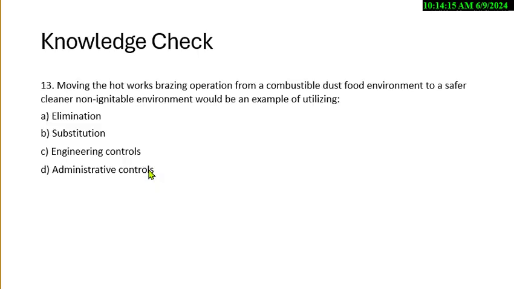Moving the hot works brazing, you're just melting it, and it's not going to be welding per se, but it's a brazing operation from a combustible dust food environment. That means we have combustible dust in the air, to a safer, cleaner, non-ignitable environment would be an example of using what? This is tough. A, elimination. B, substitution. C, engineering controls. D, administrative controls. So we're moving the hot works brazing operation from a combustible dust food environment to a safer, non-ignitable environment would be what? This is as hard as they get. The hazard is fire.